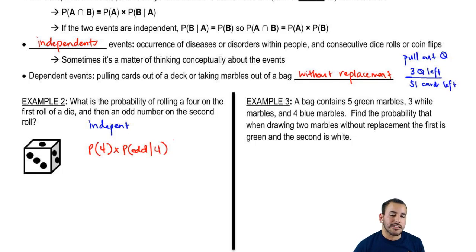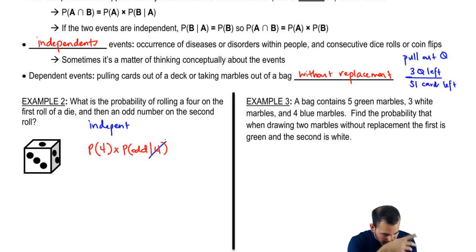Now, do we need that last term to include the 4? No, right? So we can literally just say probability of 4 times the probability of getting an odd number on a roll. Why? Because, again, we're independent, right? So even if we rolled a 4 the first time, that's not going to affect my probability of rolling an odd number the second time. It's still going to be the same probability as if I didn't roll that 4 at all, right?